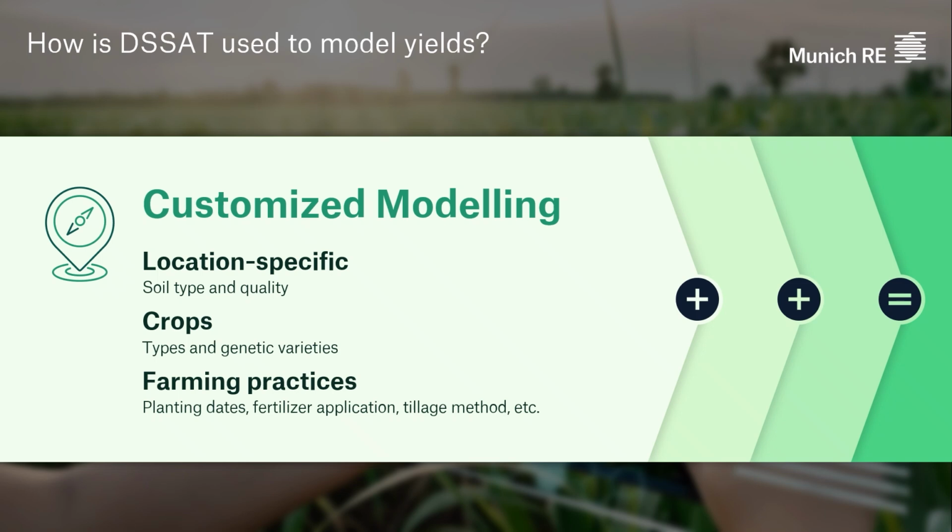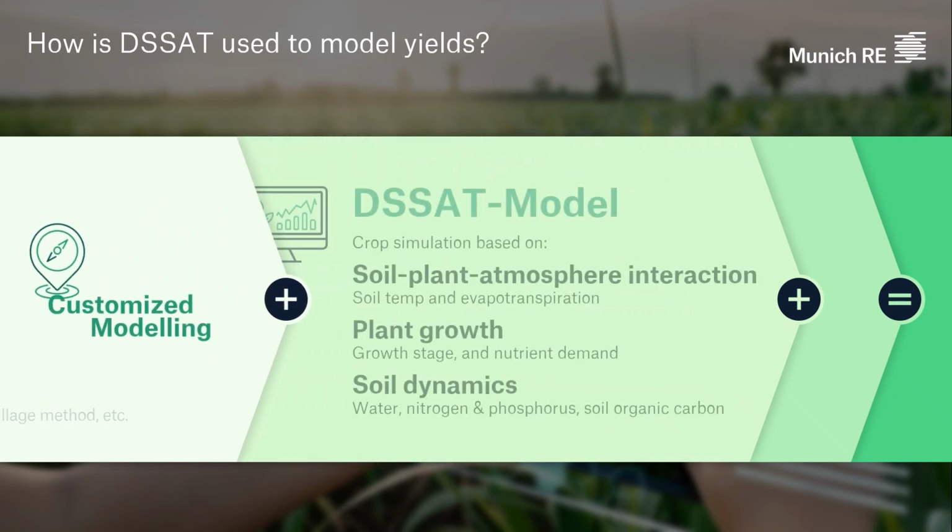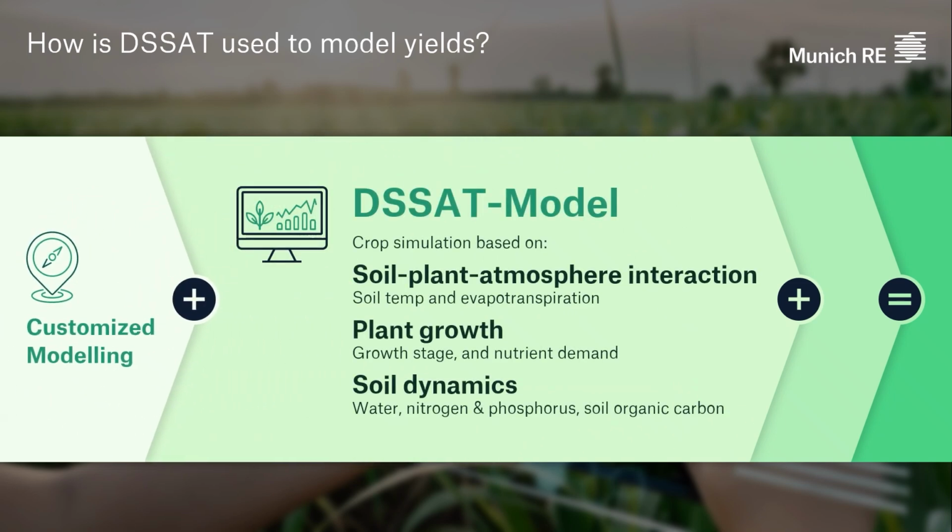In a nutshell, the model considers the very same issues that producers would address when planning the upcoming season: planting dates, fertilizer applications, tillage methods. With these few inputs, DSSAT is already ready to simulate the underlying physiological and biological processes impacting plant growth.